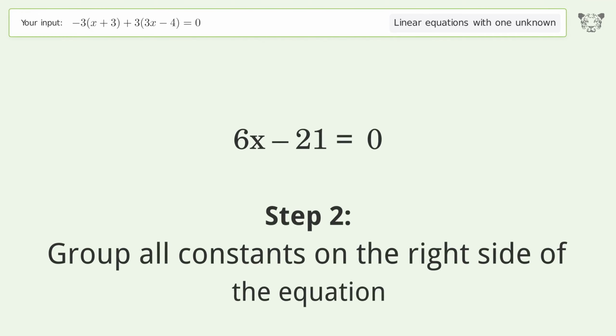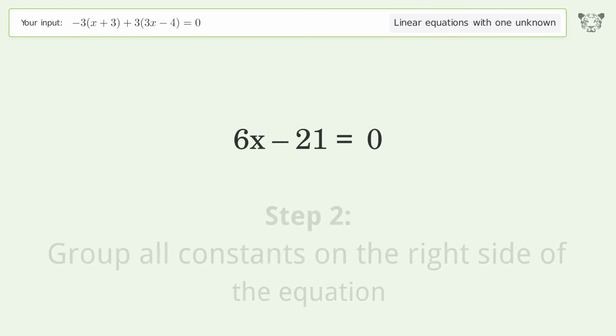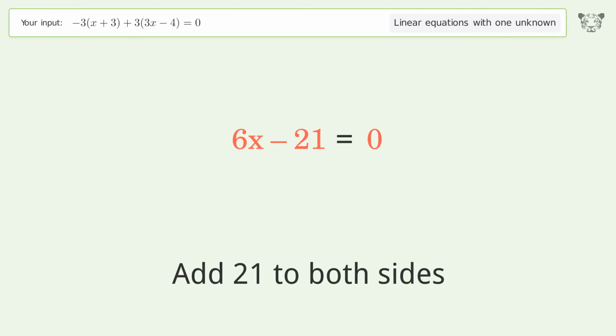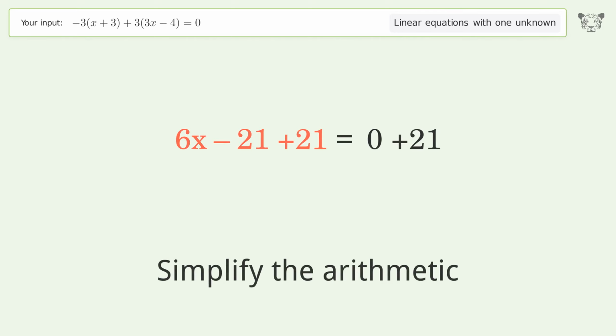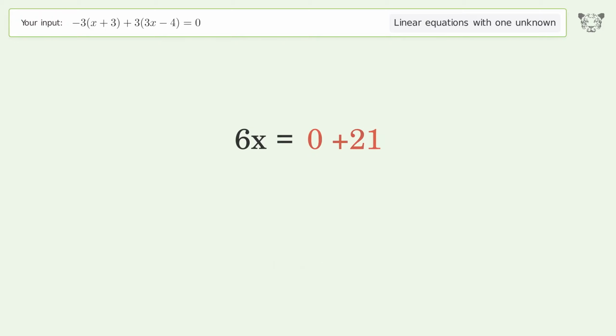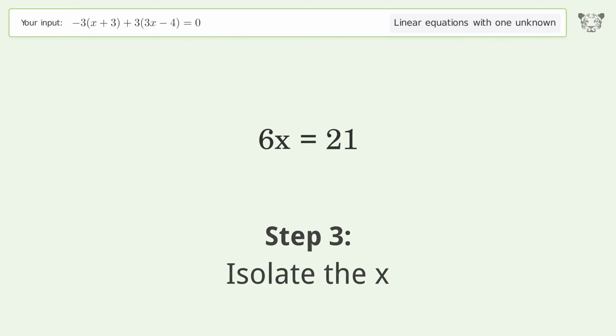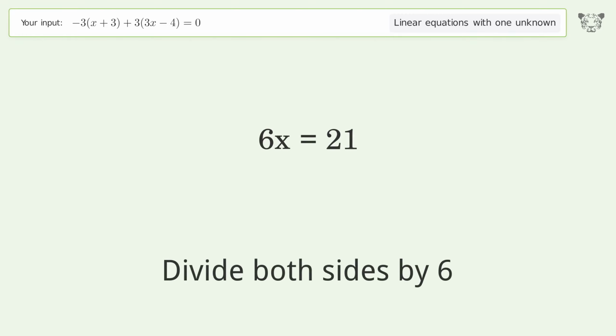Group all constants on the right side of the equation. Add 21 to both sides. Simplify the arithmetic. Isolate the x. Divide both sides by 6.